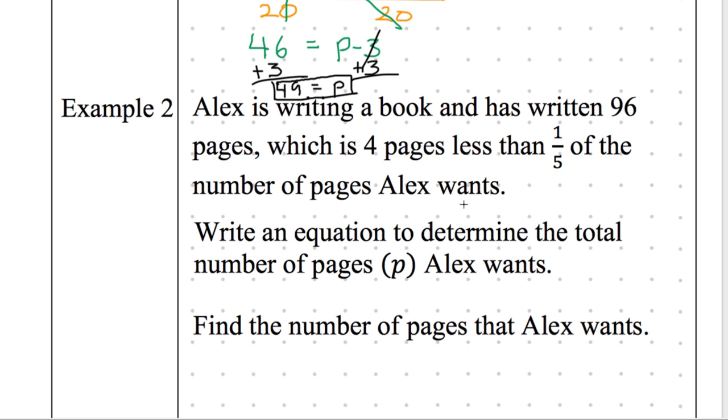All right, so 4 pages less. Let's go ahead and underline this. 4 pages less than. We know what that means from Unit 1, dealing with word problems. 4 pages less than. What operation am I talking about? Am I talking about addition, subtraction, multiplication, division? Quiet raised hand. What operation am I talking about? 4 pages less than.